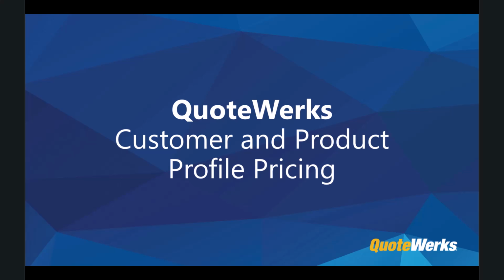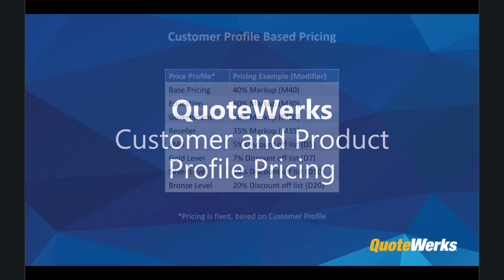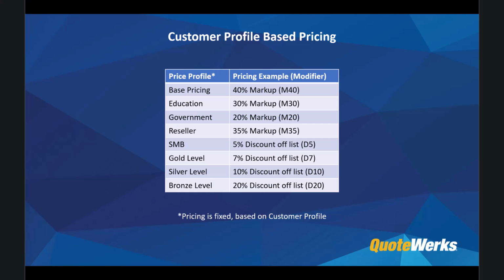One pricing option you have available to you in QuoteWerks is to price your items based on customer and customer/product profile. This is useful for companies that have different groups of customers whose pricing is governed by the type of organization they are. For example, some companies will charge education customers a different price compared to their non-education counterparts. For this, you can use the customer profile-based pricing.